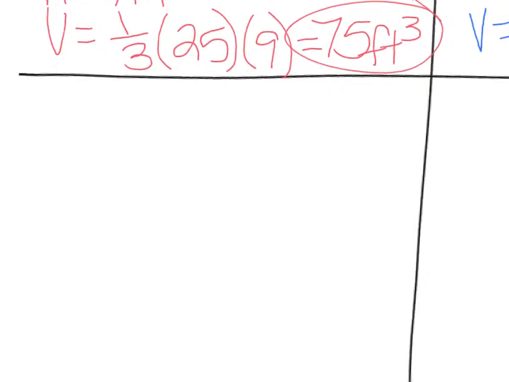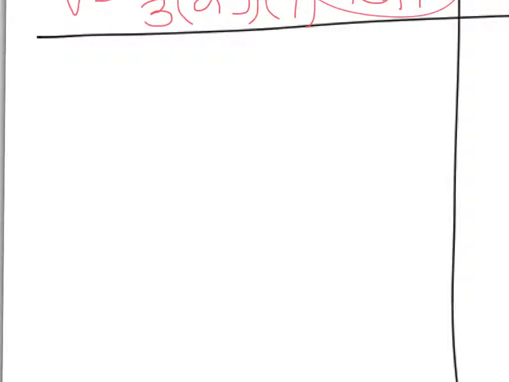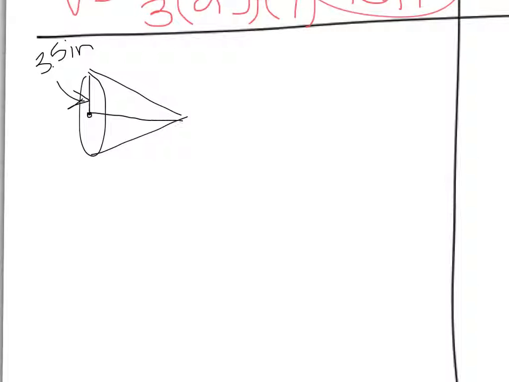Okay, let's move on to cone. Cones are a lot easier to find because the formula is the same every single time. And you need your radius and you need your height. Those are the only two things. So let's say for this cone, I have this dimension as 3.5 inches. This dimension as 9 inches. Okay, I need my radius and I need my height. Do I have both of them?